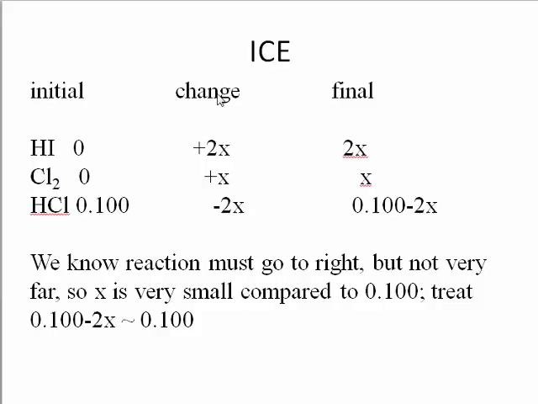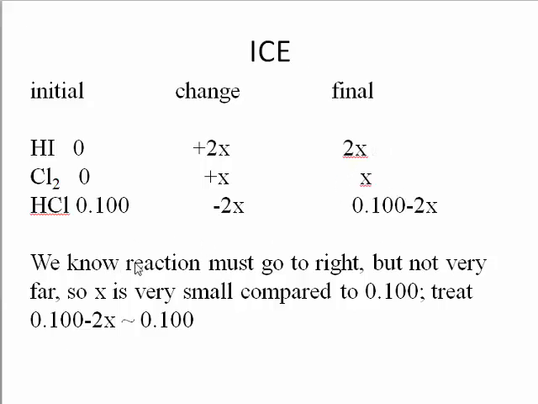We know the reaction has to run to the right. We don't think it's going to run to the right very far, but the concentration of HI's change and the concentration of Cl2's change will be 2x and x by stoichiometry, and then the concentration change of HCl is minus 2x. This gives 2x, x, and 0.1 minus 2x as final concentrations for the three species in the equilibrium expression.